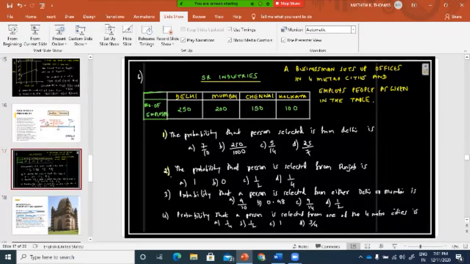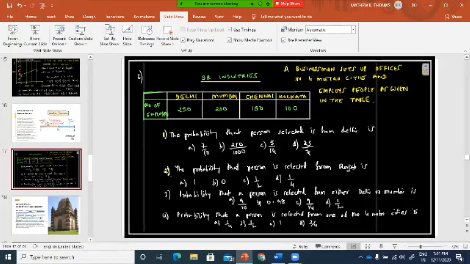So what is happening? There is an industry by the name of SR Industries, and a businessman sets up offices in 4 metro cities, Delhi, Mumbai, Chennai, and Kolkata. And this is the number of employees he is recruiting. So in Delhi, he's recruited 250, Mumbai 200, Chennai 150, Kolkata 100. This is the people he has recruited for this industry, for his office. So what is the question? The probability that a person is selected from Delhi is among these, which is correct? 7 out of 10, 250 by 1000, 5 by 14, or 25 by 7.